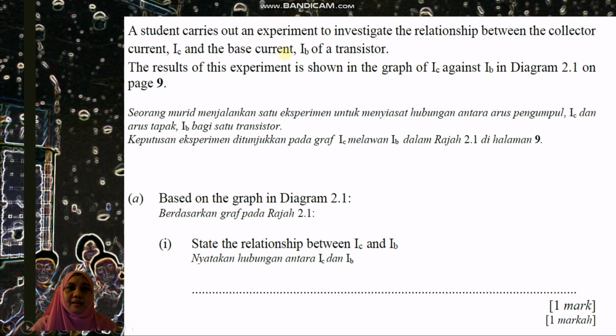A student carries out an experiment to investigate the relationship between the collector current IC and the base current IB of a transistor. The results of this experiment is shown in the graph of IC against IB in diagram 2.1. Question A. Based on the graph in diagram 2.1, state the relationship between IC and IB.